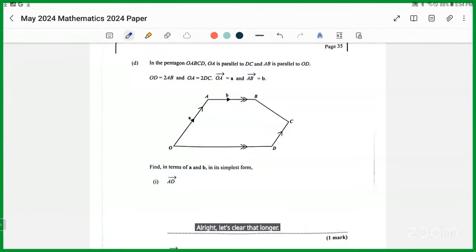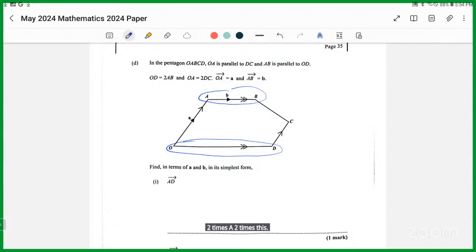And then these two sides are parallel. This is B, so this one, being longer, is a multiple of B, like kB, or maybe 2B, or 3B, or 1.5B. Maybe 2B, we don't know yet, but some multiple of B, because it's clearly longer. And that's what we know. It says OA is 2 times DC, and OD is 2 times AB, it's 2 times this.